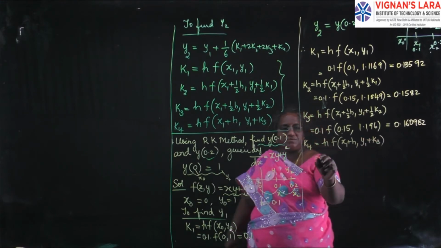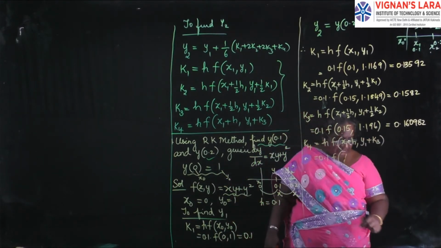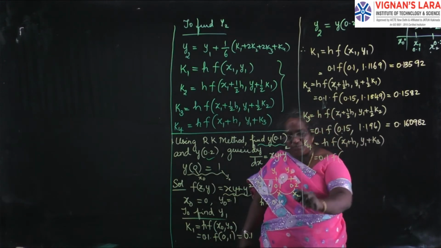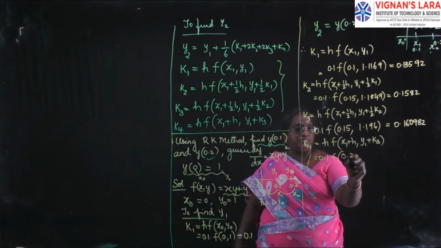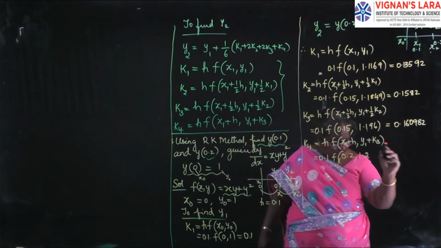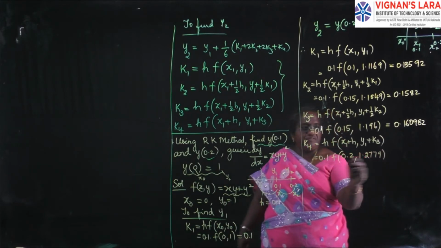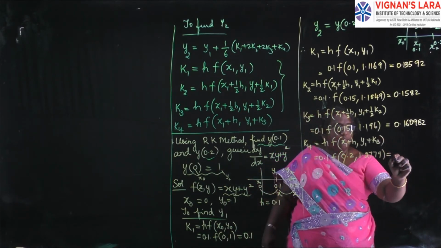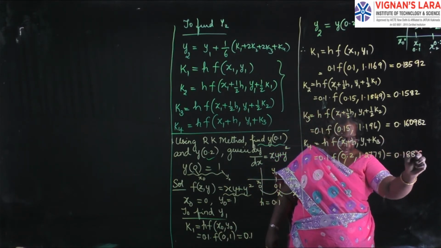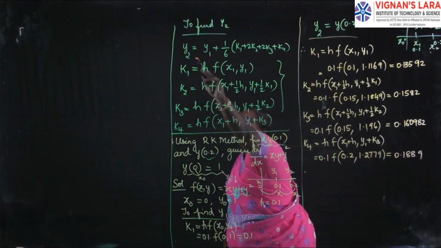Next, finally k4. k4 is equal to h into f of x1 plus h, y1 plus k3. So if you substitute, this is 0.1 into f of x1 plus h. x1 plus h is nothing but x2, 0.2, and y1 plus k3 is 1.2779. So if you evaluate, this value will be 0.1889.